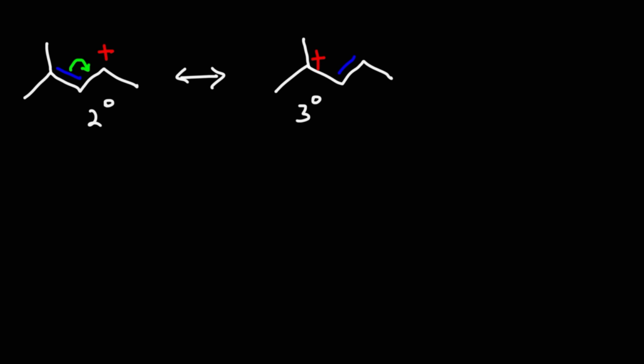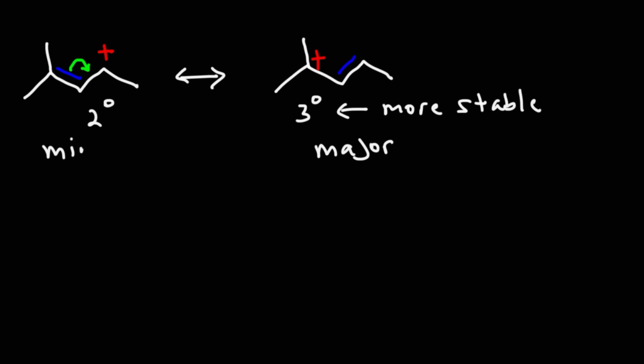Now, which one is the major resonance contributor? The major resonance contributor is going to be the one that's more stable. Since tertiary carbocations are more stable than secondary carbocations, this resonance structure will be the major resonance contributor. The other one will be the minor resonance contributor.